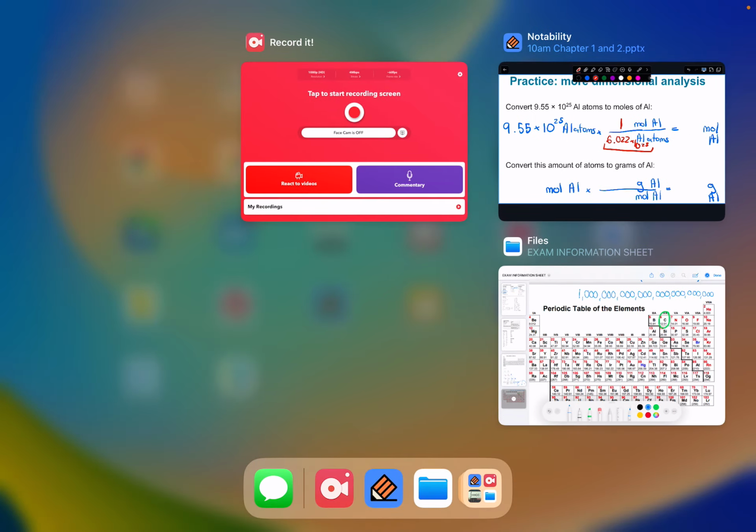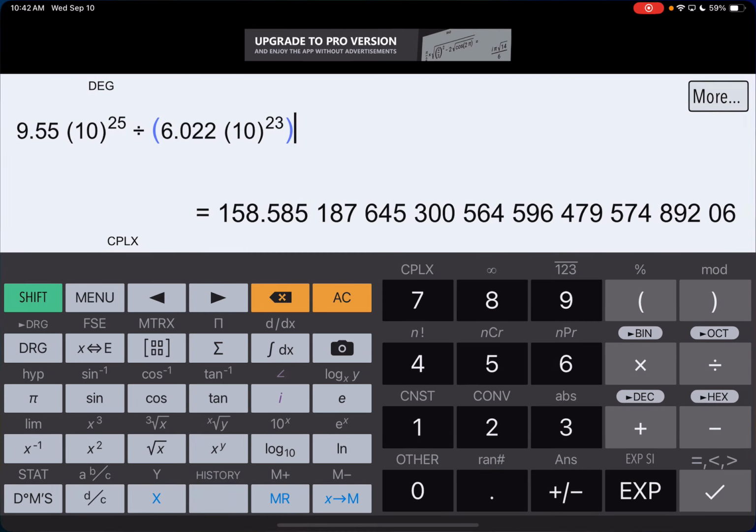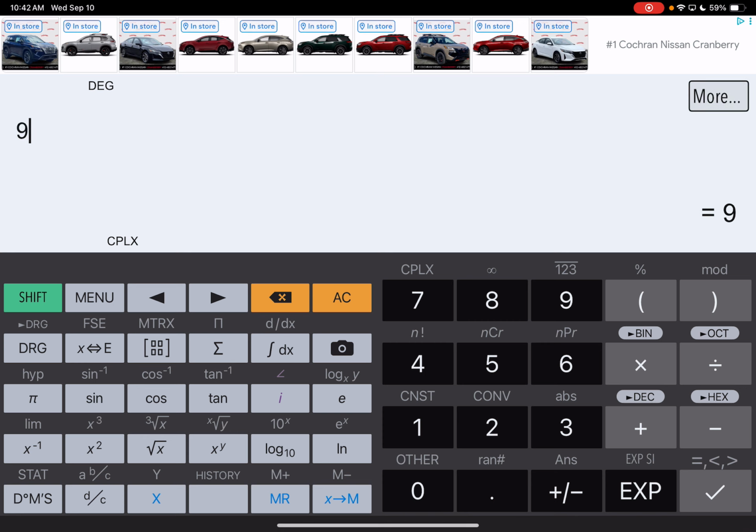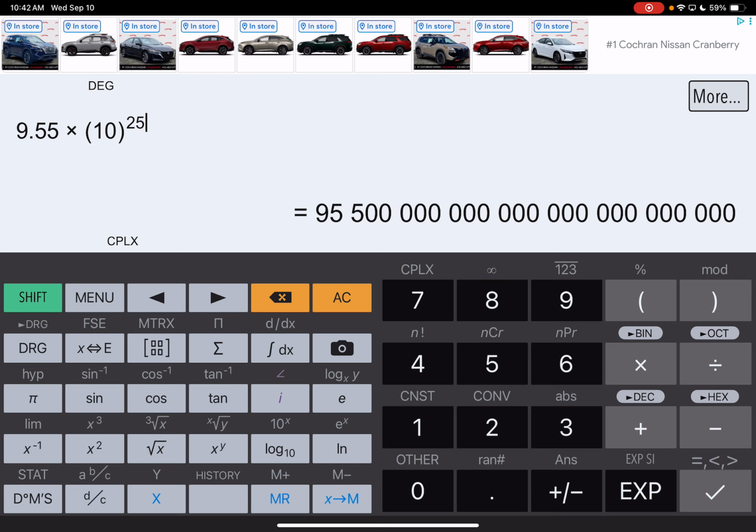So 9.55 times 10 to the 25th. So 9.55, I can write that as times 10, raised to the 25th. Okay, that's a ridiculously big number. Your calculator probably won't spit out all those zeros. I think it's only because I'm on the iPad that it does that.